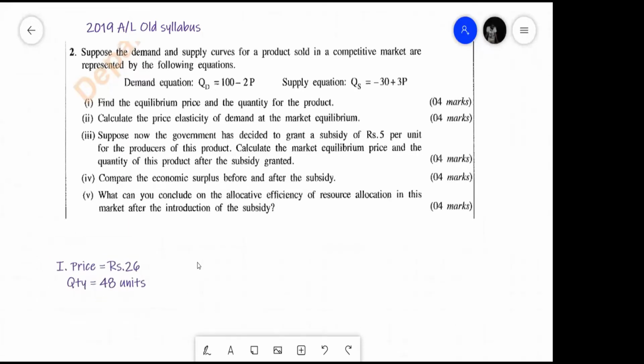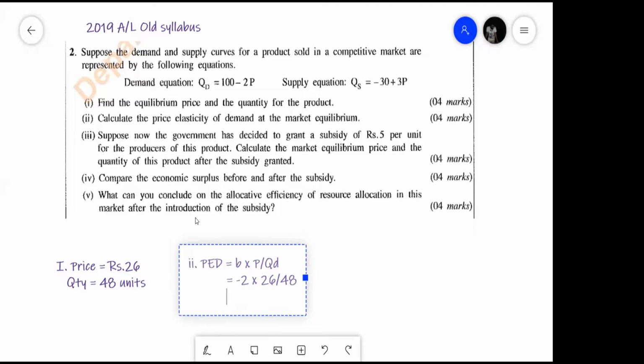And then the second part, they're asking: calculate price elasticity of demand at equilibrium. How do you find PED at equilibrium? You take the B component of the demand equation multiplied by price divided by quantity demanded, P over QD. Our demand equation is QD equals 100 minus 2P, so minus 2 is the B component. Equilibrium price is 26. Equilibrium quantity is how much? 48.